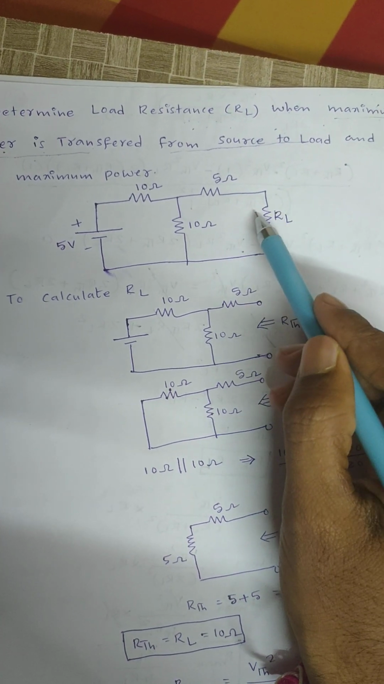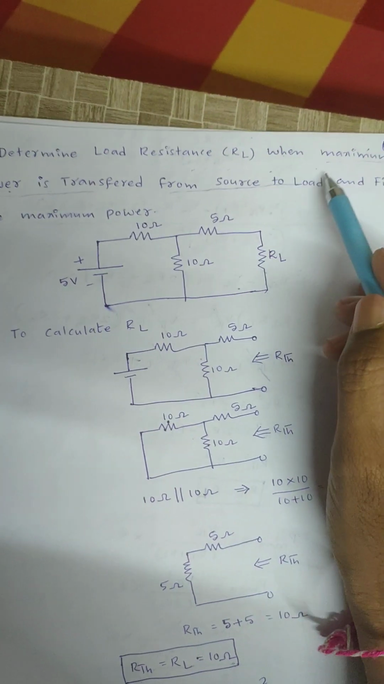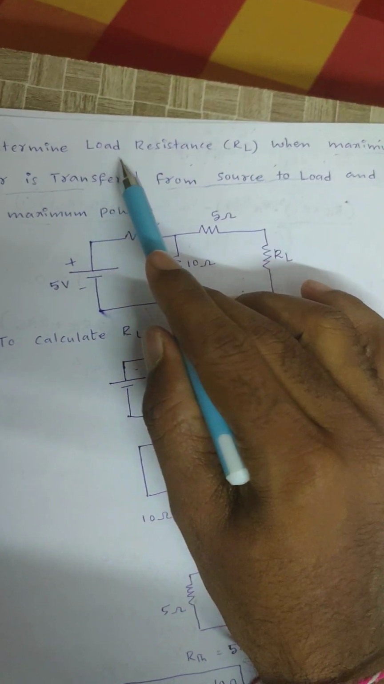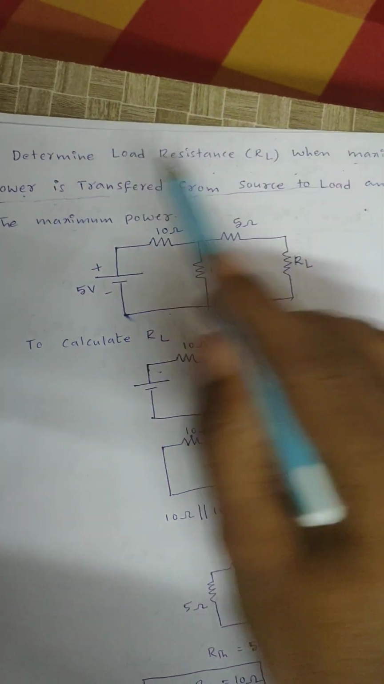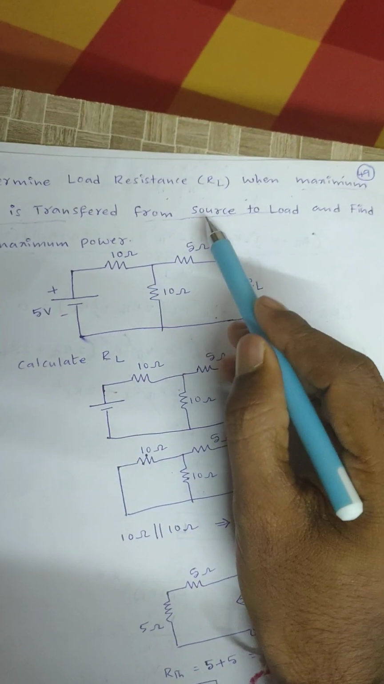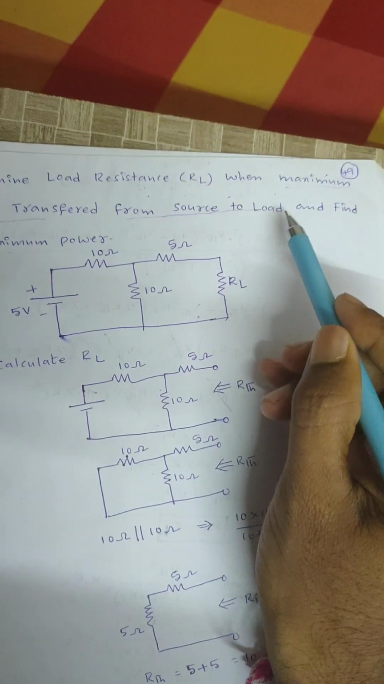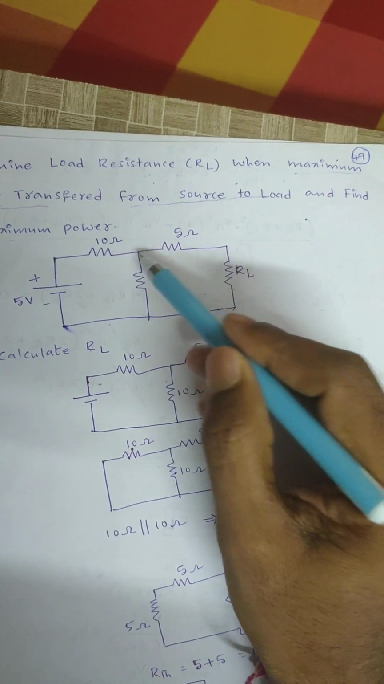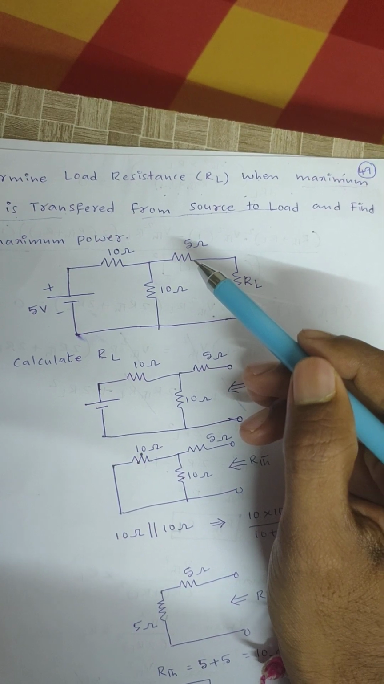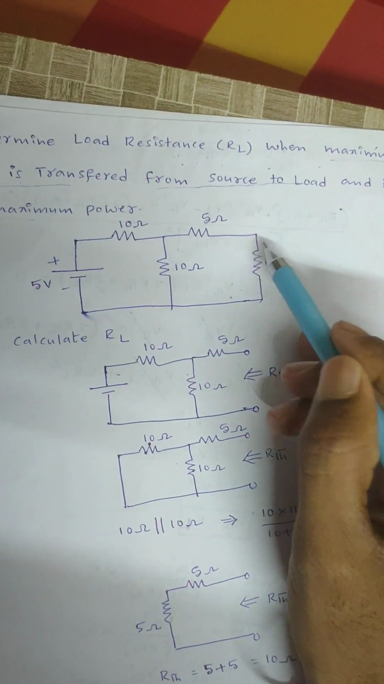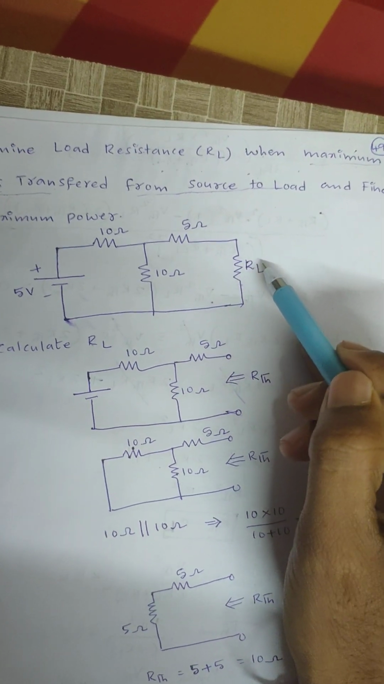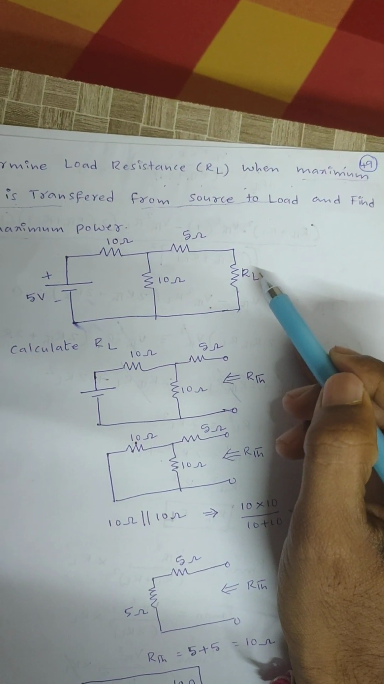This value is unknown, right? But here one condition is given. What is the condition? It is mentioned in the question only: determine the load resistance RL when maximum power is transferred from source to load. Maximum power is transferred from source to load when RL is equal to RS, or RL is equal to RTH, then only the maximum amount of power is transferred. That means indirectly, if you calculate RTH across these two terminals, that RTH is equal to RL. That is the condition indirectly given.